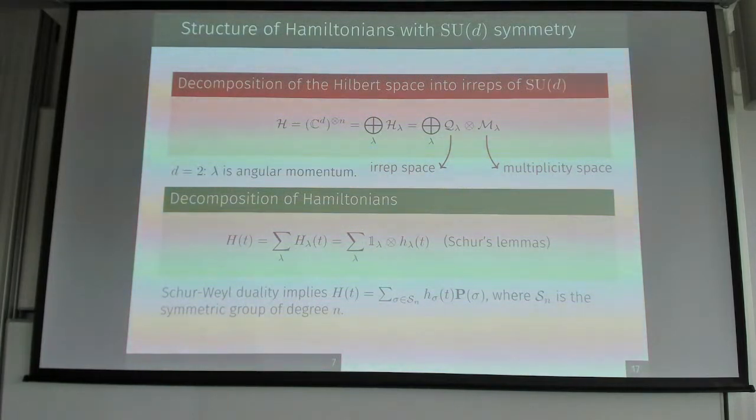We also know that all the Hamiltonians which have SU(d) symmetry can be written as a linear combination of permutation operators, where sigma is a permutation and P is an operator acting on the Hilbert space.